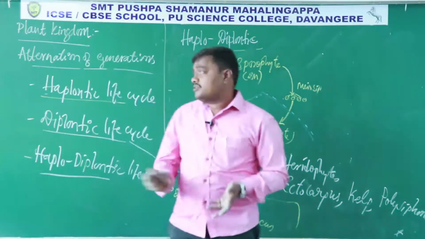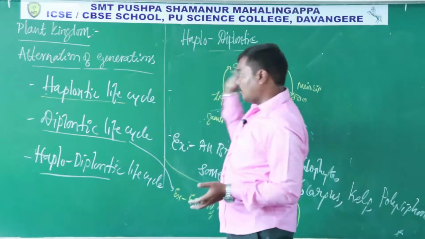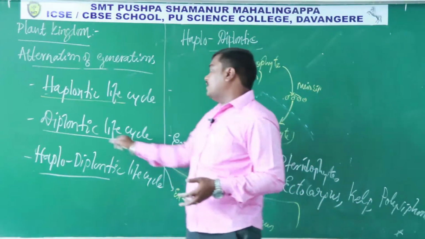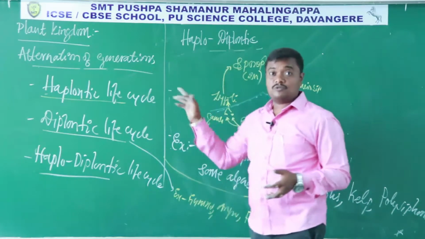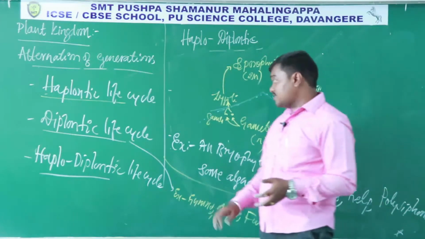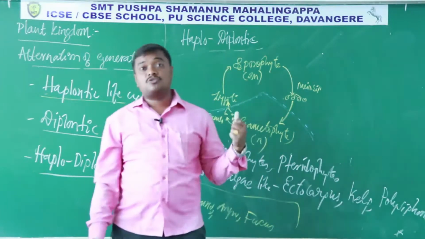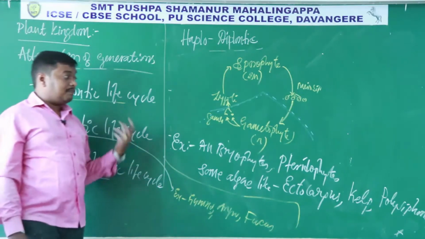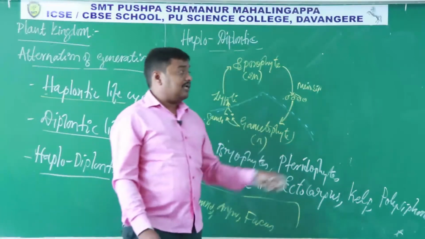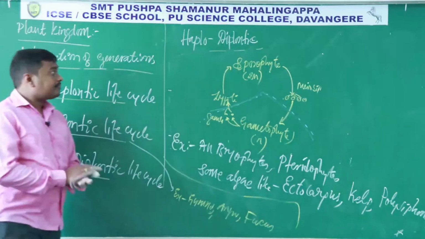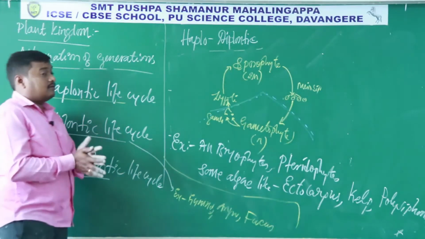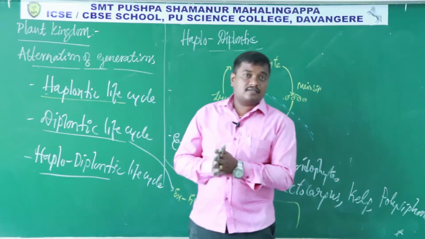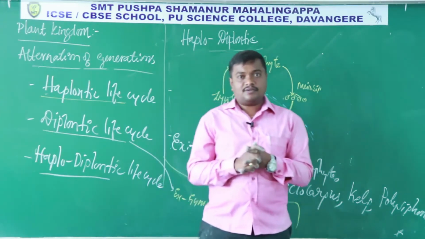long-lived. Okay, so for examples, the haplontic life cycle is observed in green algae, most of the green algae. Diplontic life cycle in angiosperms and gymnosperms along with one brown algae, that is Fucus. Whereas haplodiplontic is observed in bryophytes and pteridophytes along with some algae like Ectocarpus and kelp, which are brown algae, and Polysiphonia, that is red algae. Okay, so this is about the plant kingdom. Okay, so this completes the chapter Plant Kingdom. Okay, thank you.